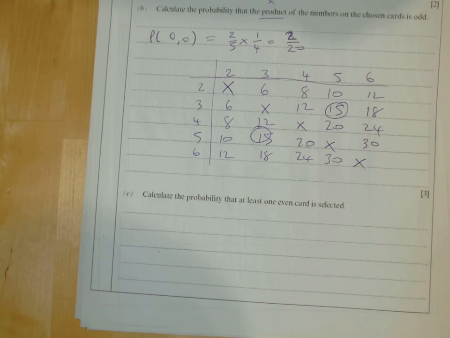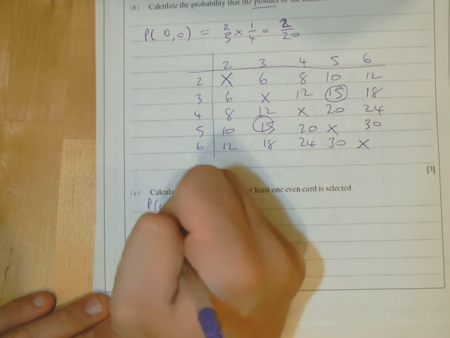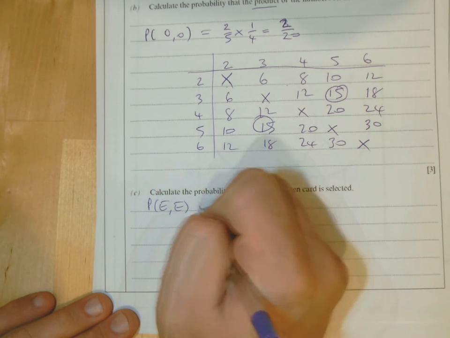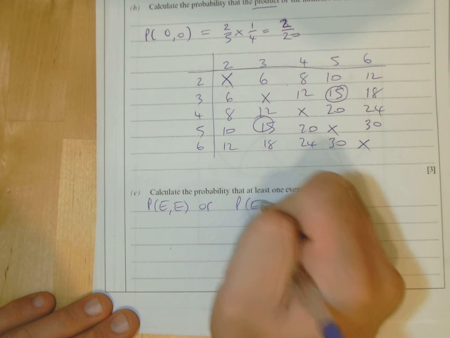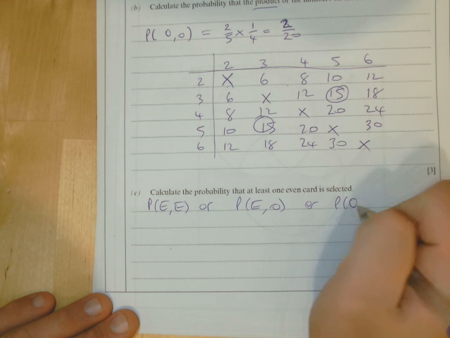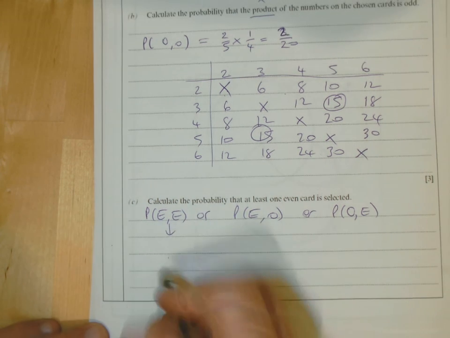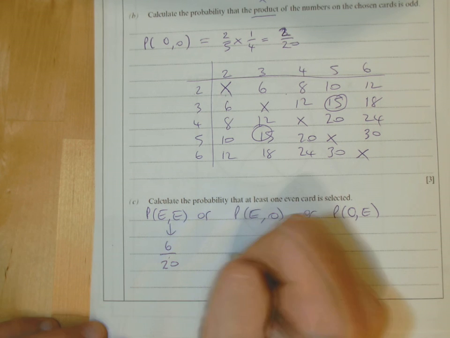Part C, then: calculate the probability that at least 1 even card is selected. So 1 even card, well, it could be both even, couldn't it? Or one of them even, the other one odd, or one of them odd, one of them even. So this situation we know already. We did it at the top, that came out to be 6 over 20.